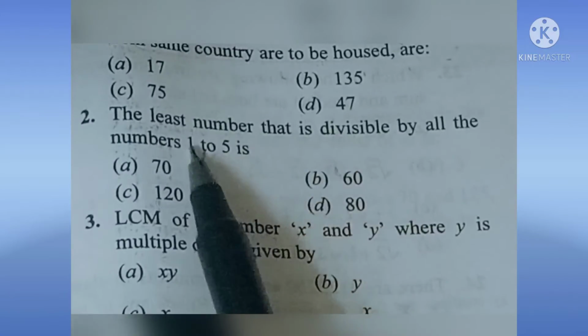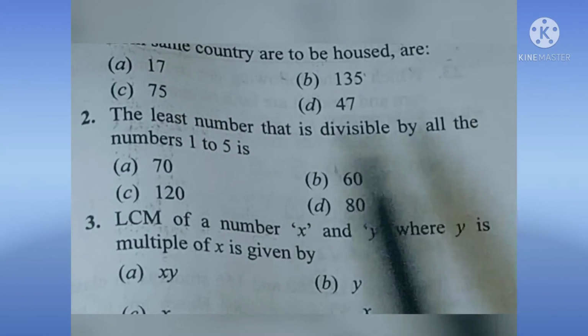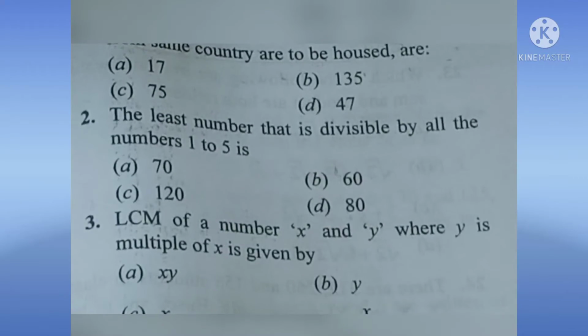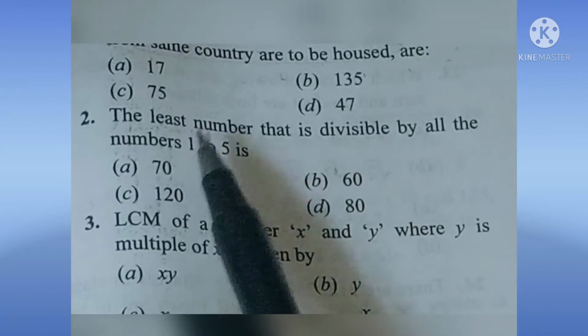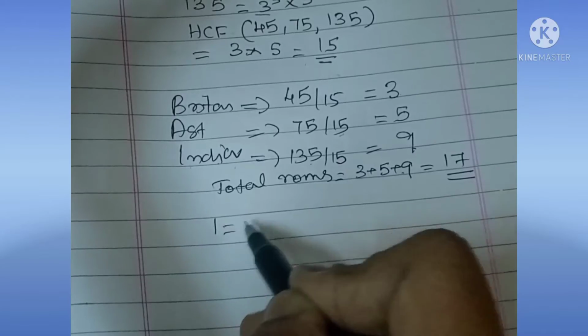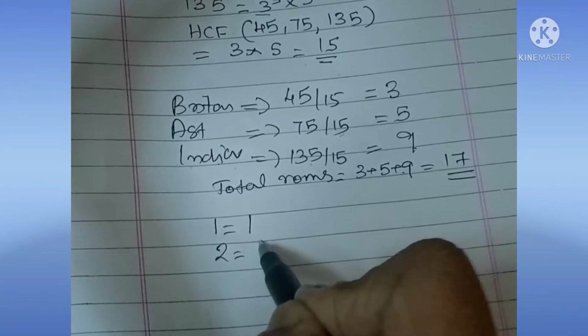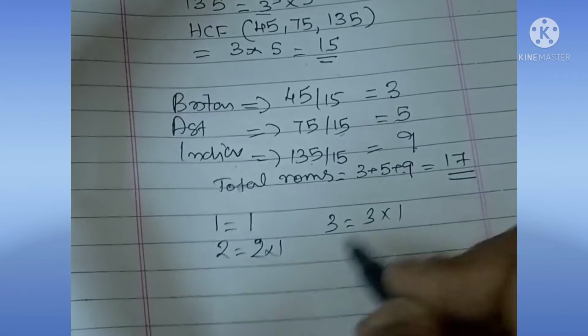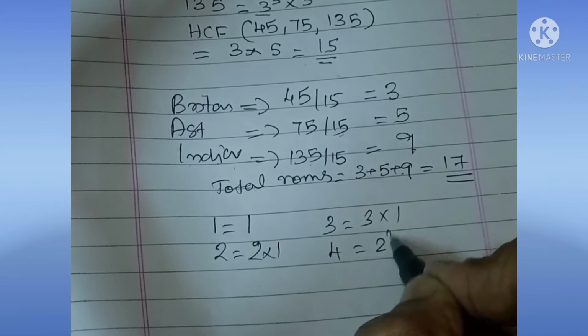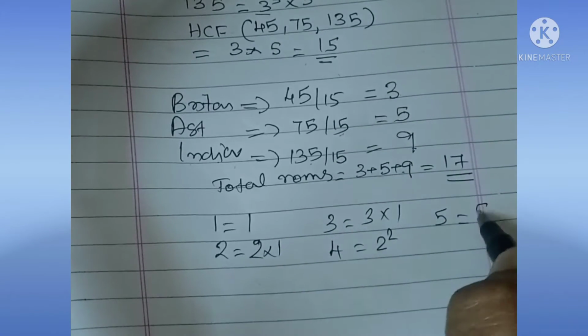The second question: the least number that is divisible by all the numbers from 1 to 5. So here we want to find the least number. So we want to find the LCM of the numbers from 1 to 5. 1 can be written as 1, 2 is 2 itself, 2 into 1, 3 also 3 into 1. But 4 can be written as 2 square and 5 can be written as 5 into 1.